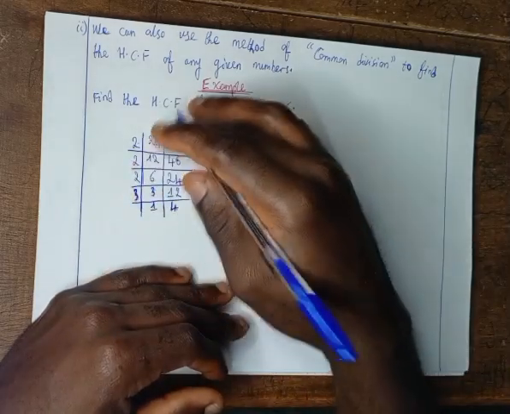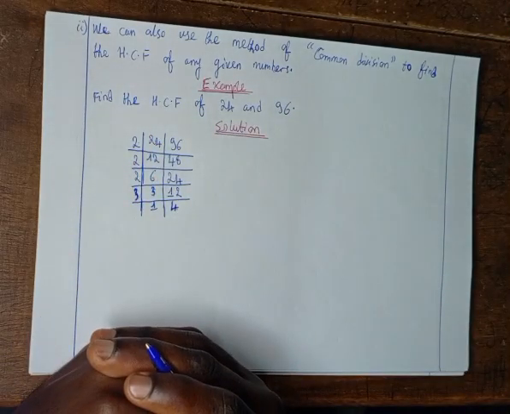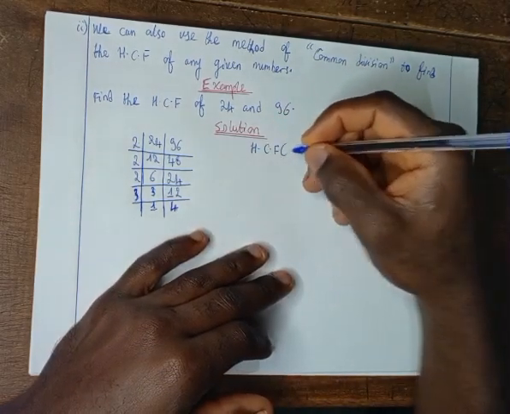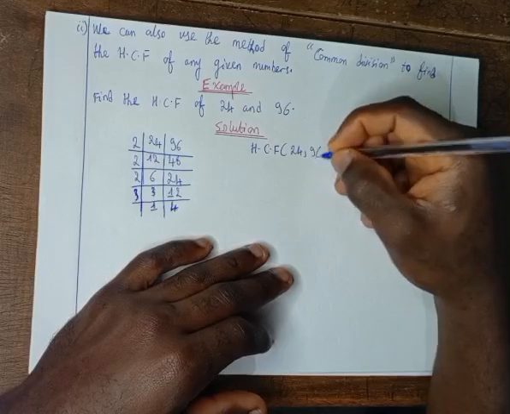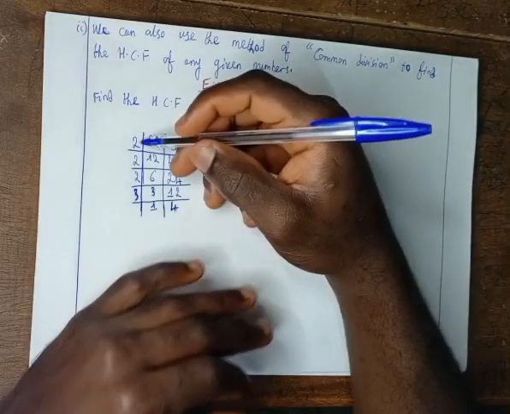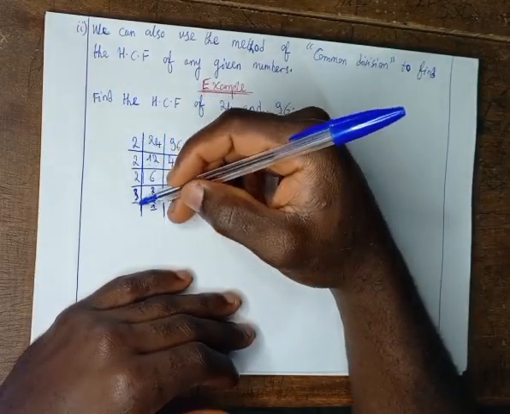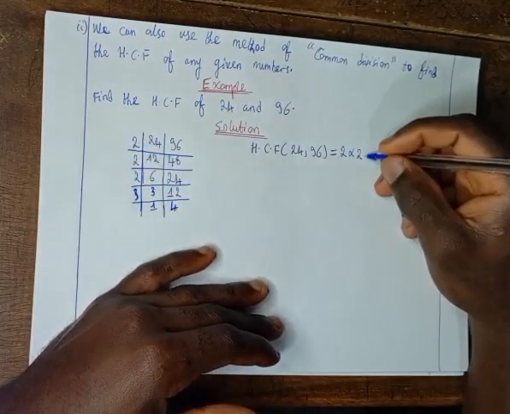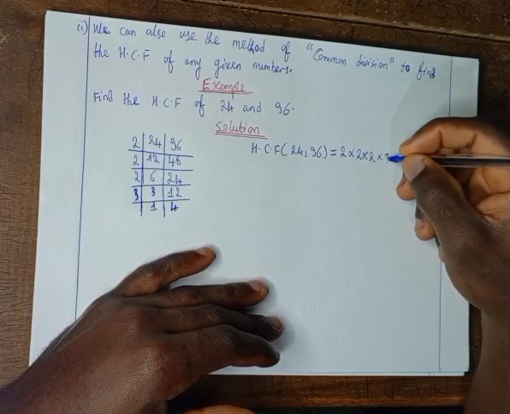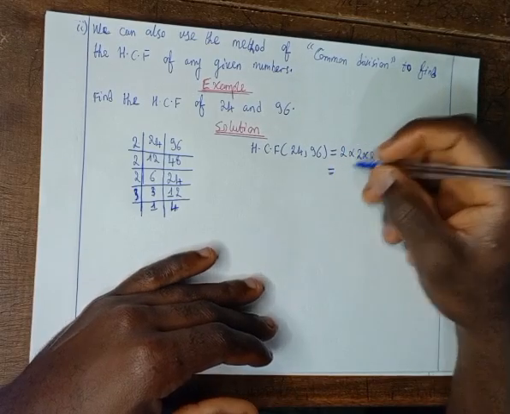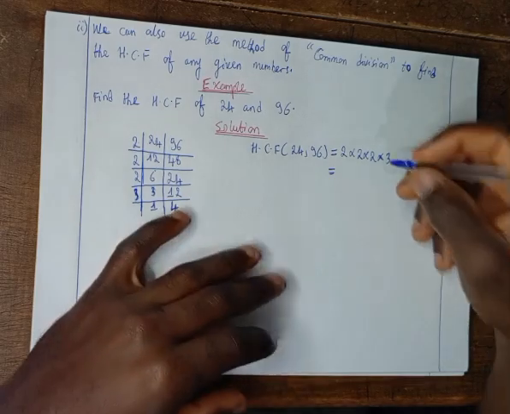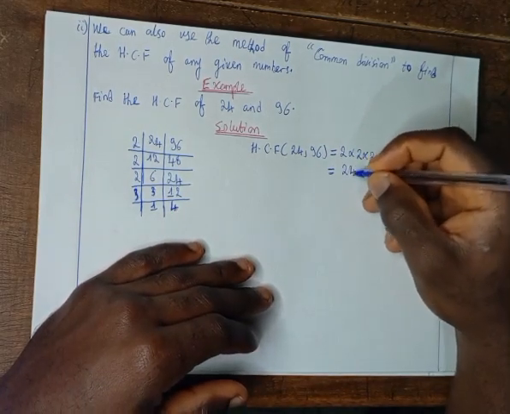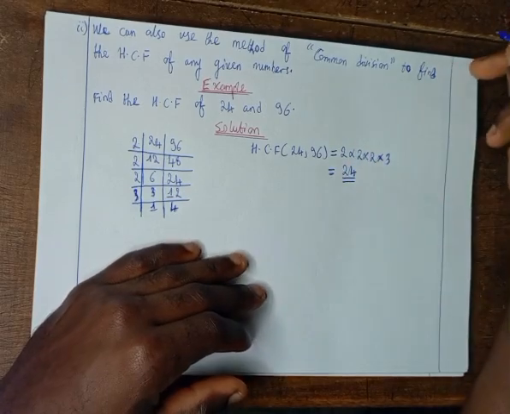And from here, at this level now, it is very easy for us to find the highest common factor. So our highest common factor of the numbers 24 and 96 will simply be equal to, we are going to multiply all the numbers we have in the first column. 2 times 2 times 2 times 3. This will simply be equal to 2 times 2 gives us 4. 4 times 2 gives us 8. 8 times 3 gives us 24. You will see that the results are the same.